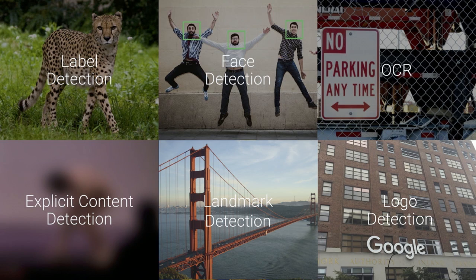Then we have landmark detection, which can tell us, is there a common landmark in this photo, and what are the latitude, longitude coordinates of that landmark? And finally, logo detection to tell us, is there a company logo present in the image?